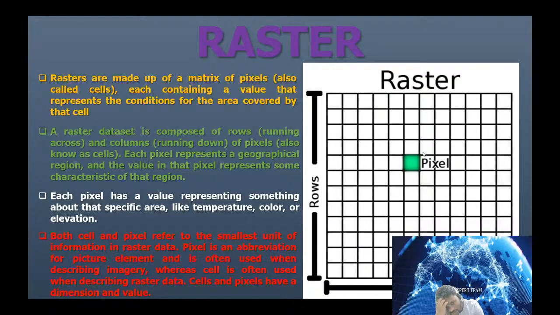Here the one thing is both cell and pixel refer to the smallest unit of information in raster data. Pixel is an abbreviation of picture element and is often used when describing imagery, whereas cell is often used when describing raster data. Cells and pixels have a dimension and value. So a cell and a pixel are the same, but when you talk about an image on your laptop screen or your television, you use pixel. It's how many pixels are given when you're using your mobile camera.